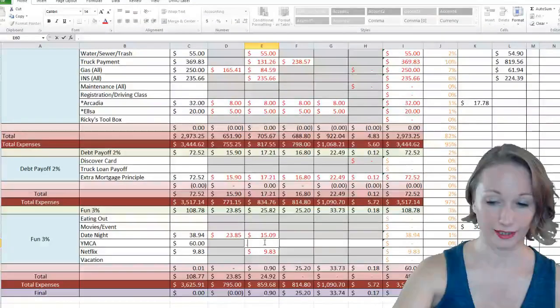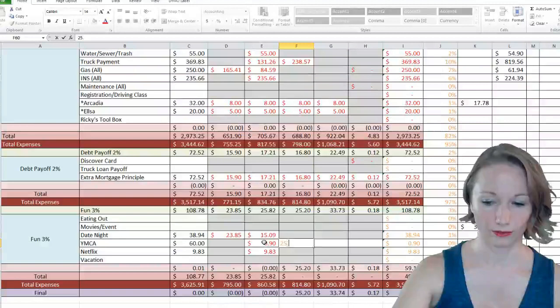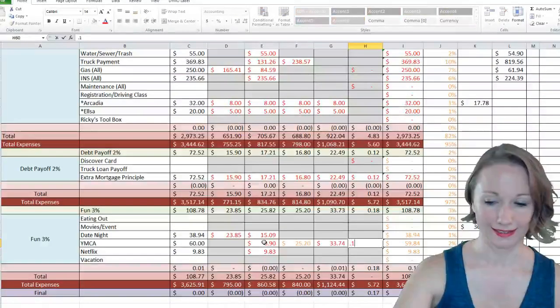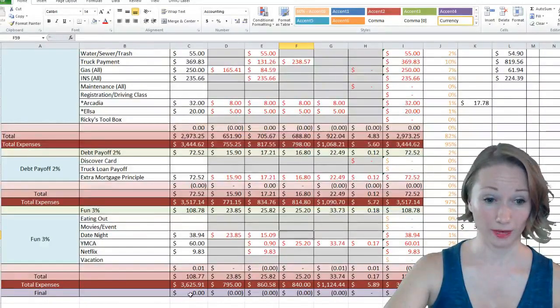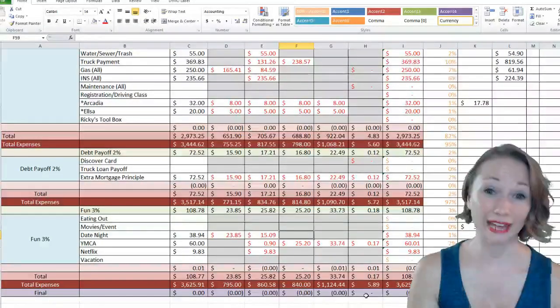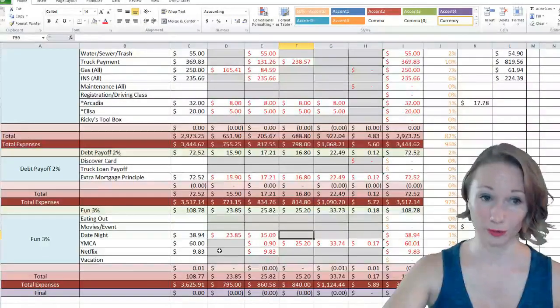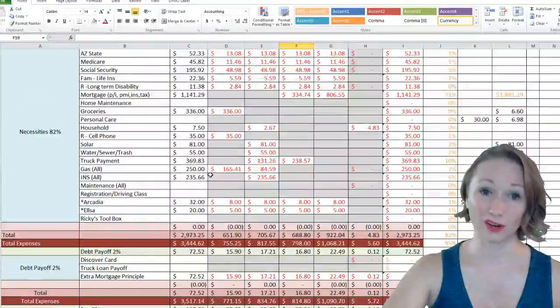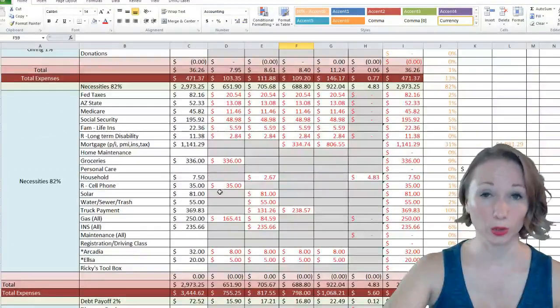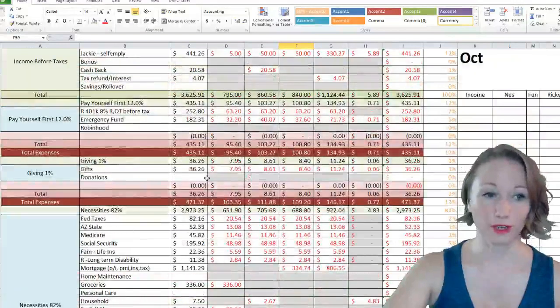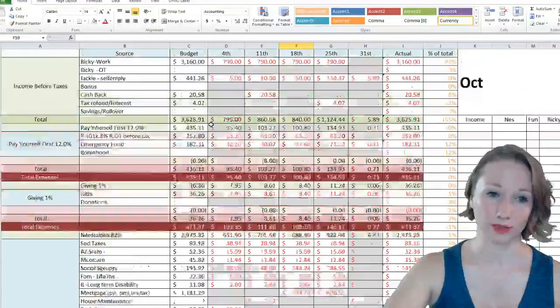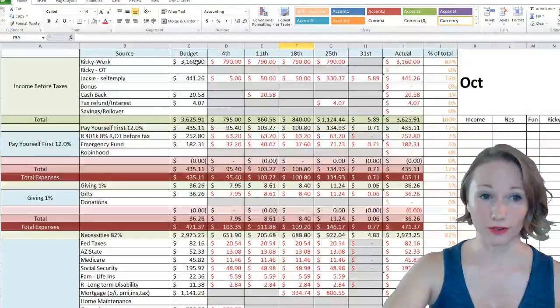So this is going to be, we have 90 cents for this paycheck, 25.20, 33.74, and 17. All right, so you can see on the bottom now we have zeros because we've told every dollar where to go, and then we've done our percent-based budget. So like I said, we're doing 3% for fun, 2% for extra debt payoff, 82% is our necessities, including our taxes, 1% for giving, and 12% for our investing and our emergency fund. So that's what the month of October is looking like.